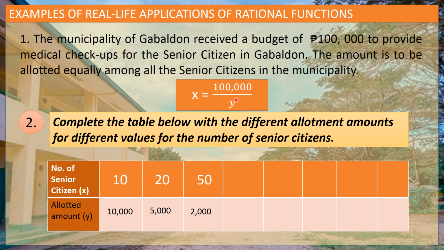Okay? What if we have 100 senior citizen? 100,000 divided by 100, that is 1,000 pesos. So, ang logic, kapag dumadami yung number of senior citizen na given dito, lumiliit yung amount na napupunta sa kanila. Kasi marami na silang naghahati-hati.